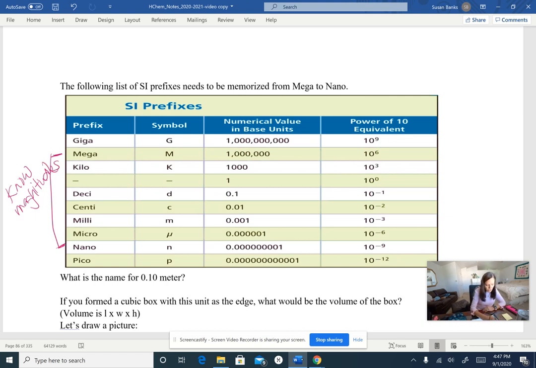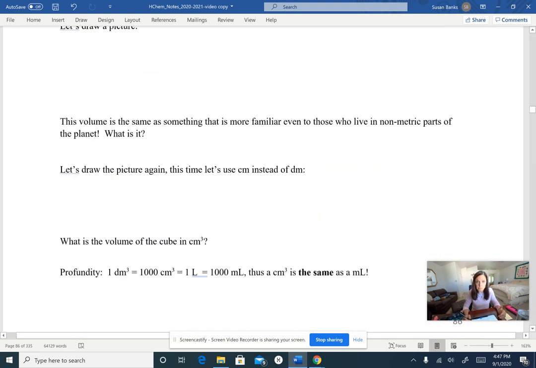By magnitudes, I mean how big or how small these are. So giga is 10 to the 9th, or a billion of whatever base unit we're talking about. So a gigagram would be a billion grams. Okay, mega is a million.